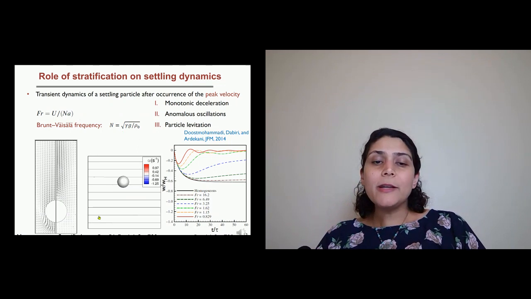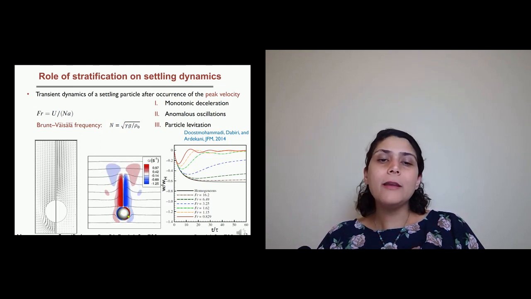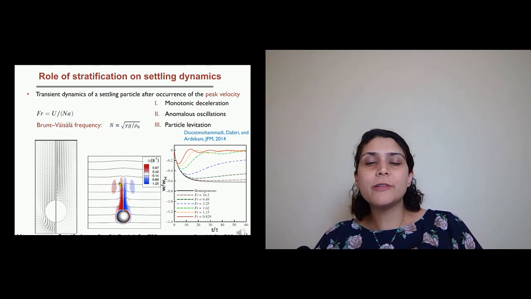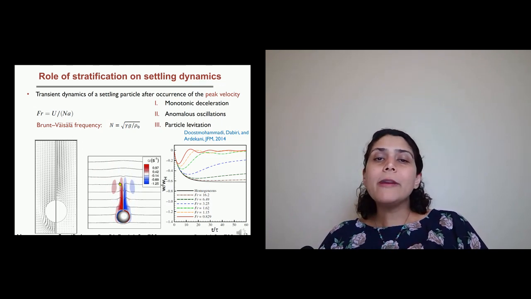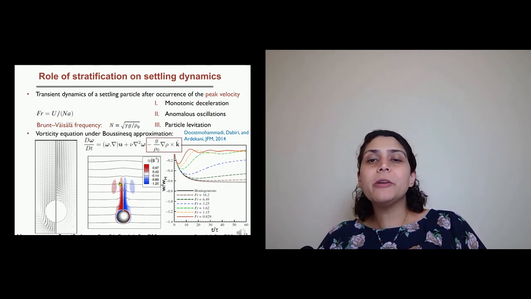So if you look at the particle in a homogeneous fluid, it has this formation of vorticities around it. But in a stratified fluid, we see formation of these secondary vortices and tertiary vortices and so forth. And the reason is that if you look at the vorticity equation, there is this baroclinic term that is now non-zero in a stratified fluid.